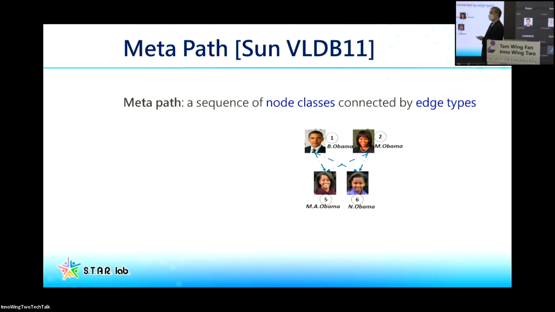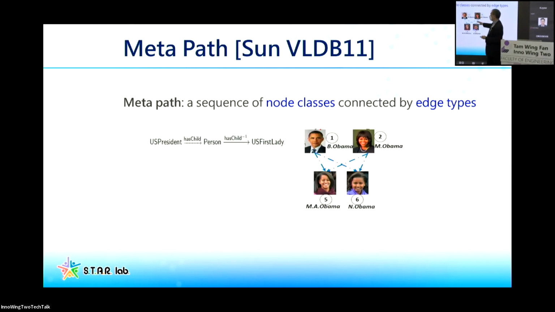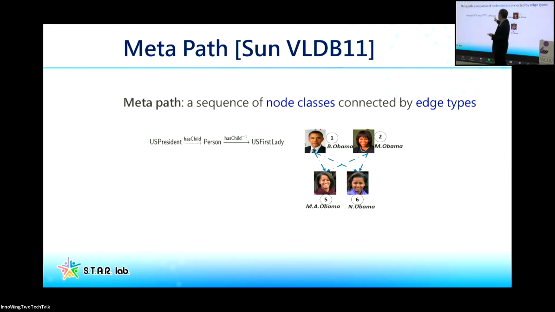In the literature, researchers have proposed the concept of the meta path to facilitate the computation of the relevance score. So what is a meta path? A meta path essentially is a sequence of nodes that are connected by edge types. To give you a very simple example, suppose that we have a snapshot or instance of this network. One of the meta paths is to say that a US president is connected to a US First Lady if there's a meta path between them which says that they share the same child.